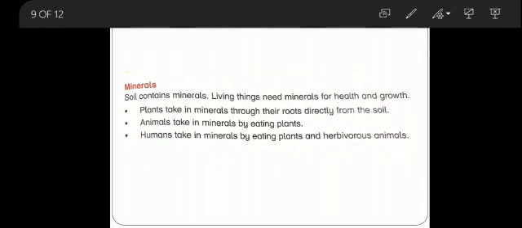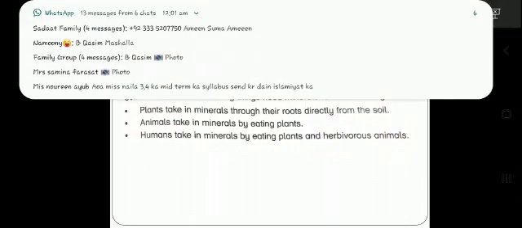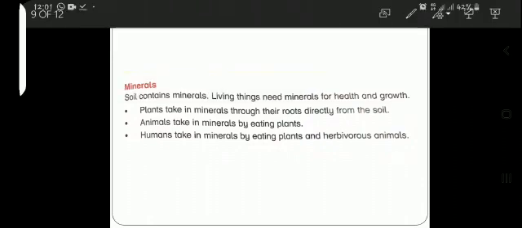Okay, from where do plants get minerals? They get minerals from the soil. How? The roots are responsible. The function of the root is to absorb water. So minerals are dissolved in water. When the plants absorb water, the minerals also get absorbed into the body of the plants. In this way, they get minerals from the soil through roots.